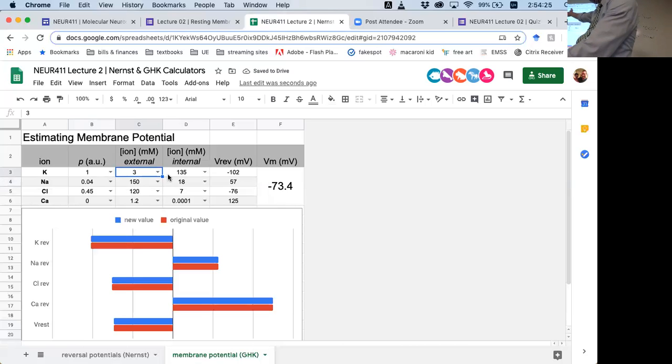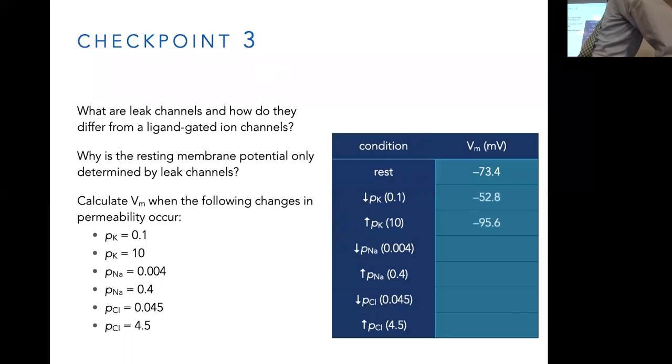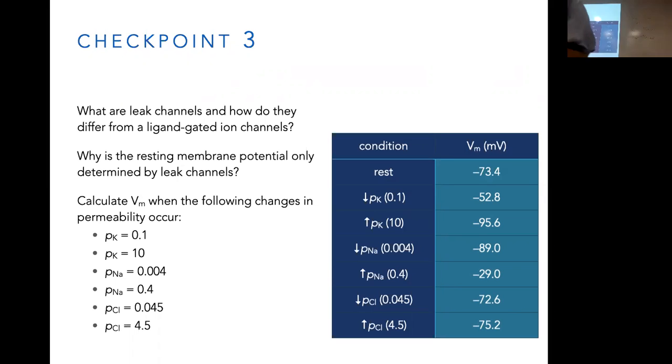So we can predict what's going to happen because we know if we increase permeability, we're going to move toward that ion's reversal, and if we decrease, we're going to move away. And then we can actually just calculate what it should be using this sheet if you'd like. So these numbers here will make total sense to you. You'll get the same thing. What I want us to notice here is how big of an effect do these ions have on membrane potential?